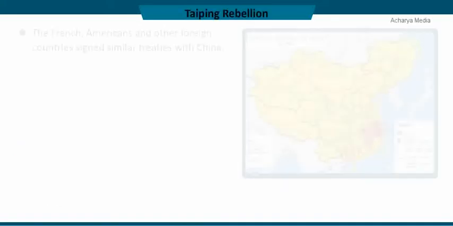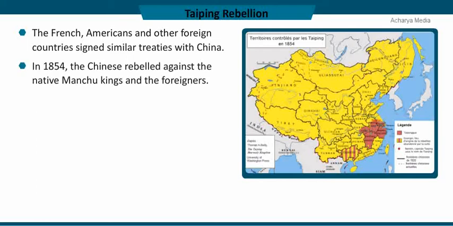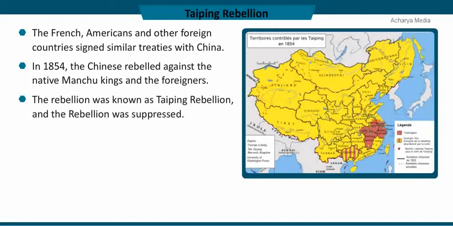Taiping Rebellion. The French, Americans and other foreign countries signed similar treaties with China. In 1854, the Chinese rebelled against the native Manchu kings and the foreigners. The rebellion was known as Taiping Rebellion, and the rebellion was suppressed.